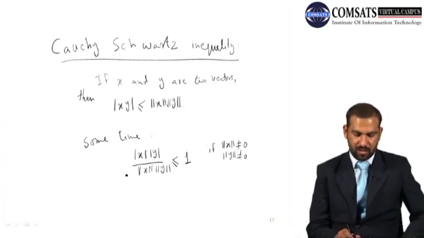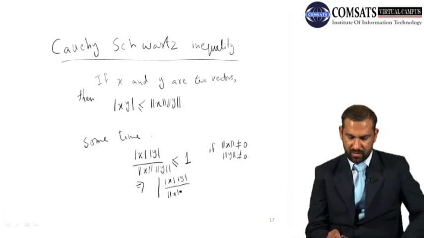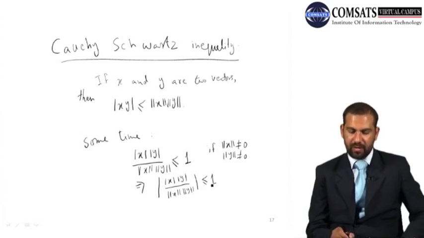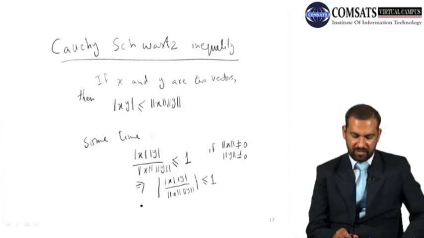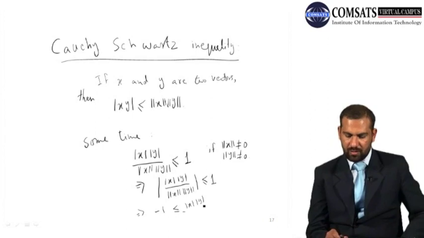Also, one can write this Cauchy-Schwarz inequality in this way: the mod of x, y over the norm of x and the norm of y is less than or equal to 1. Again, you can apply the mod property. You can rewrite this inequality in the form that minus 1 is less than or equal to x, y over the x norm and y norm.